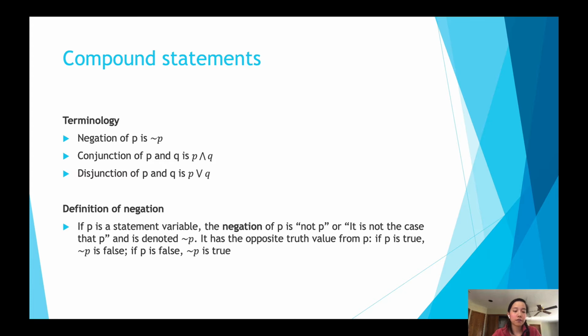Now let's look at the formal definition of negation. Again, if P is a statement variable, meaning it could be replaced with any statement, then the negation of P is not P, or it is not the case that P. And it's denoted by the squiggly line and then P. Now the opposite truth value of P is the following. If P is true, then the negation of P is false. And if P is false, then the negation of P is true.